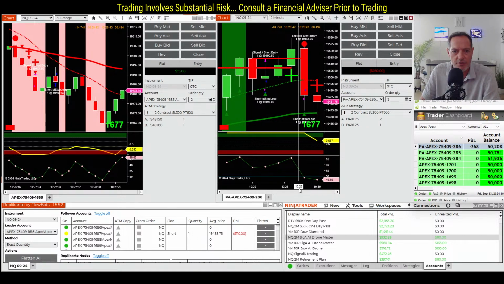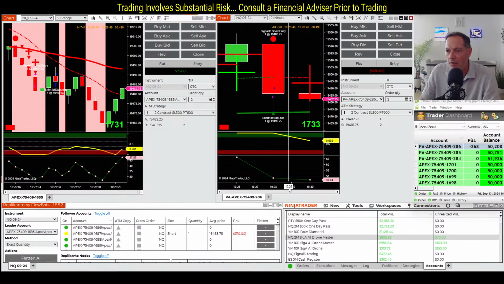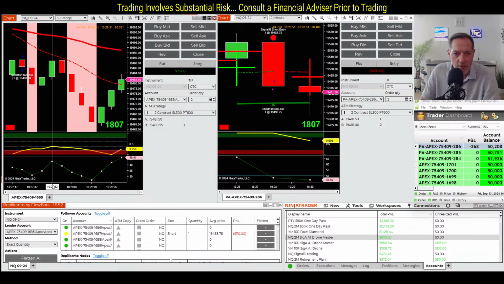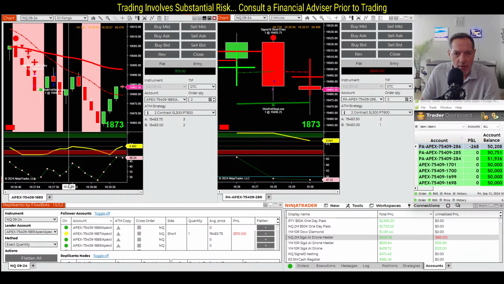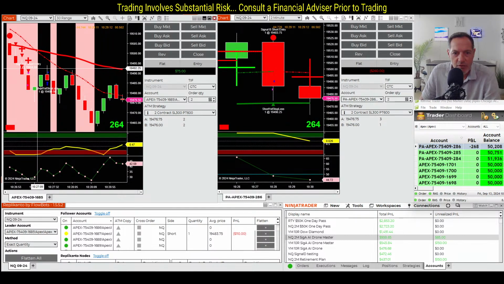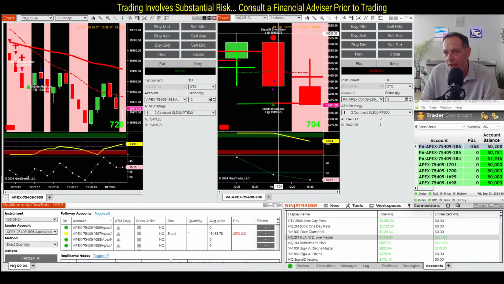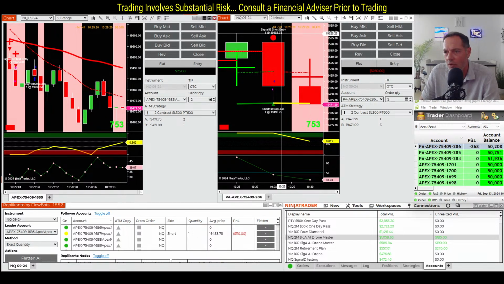Let's go take a look at that last entry on the two different strategies. They should be entering about the same place. It's an eval account and a PA account. So over here on the left is my eval account, 1685, and we filled on this trade over here at 19,484 even. And over here on the PA account, we filled at 19,483.75, so a 1 tick difference on the fill price.